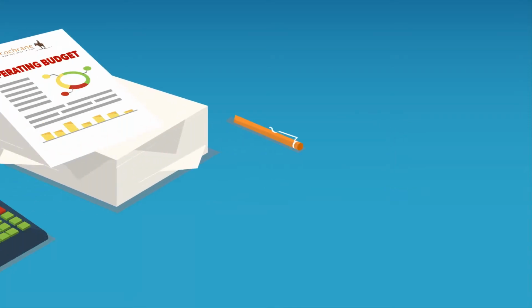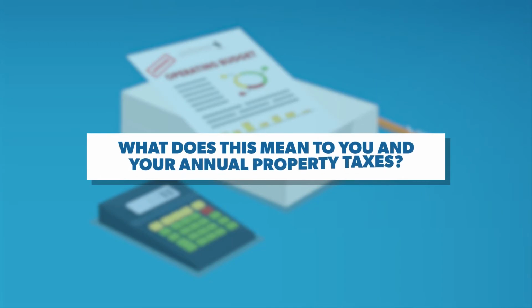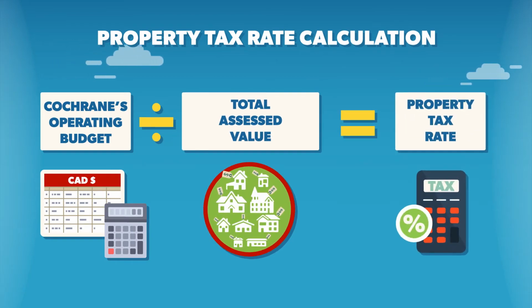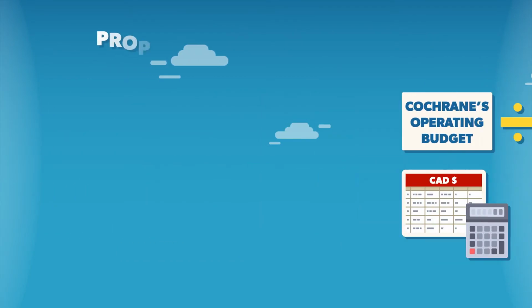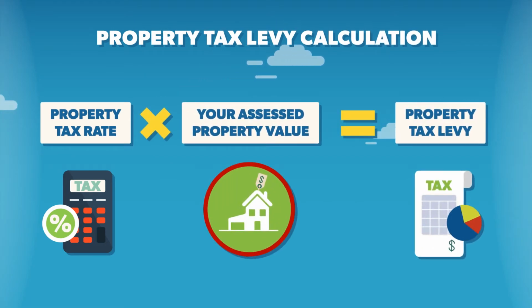Every year, Council approves a new operating budget. What does this mean to you and your annual property taxes? Property taxes fund the operating budget and are distributed based on annual assessment values. The tax rate is multiplied by your assessed property value to calculate your tax levy.